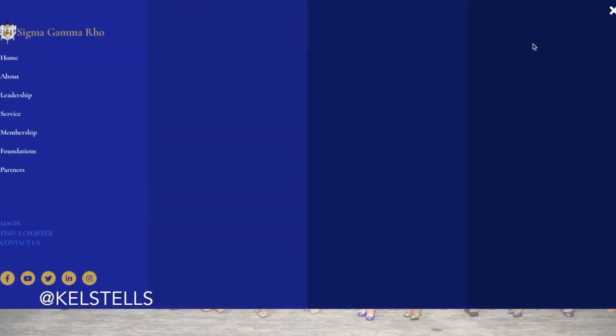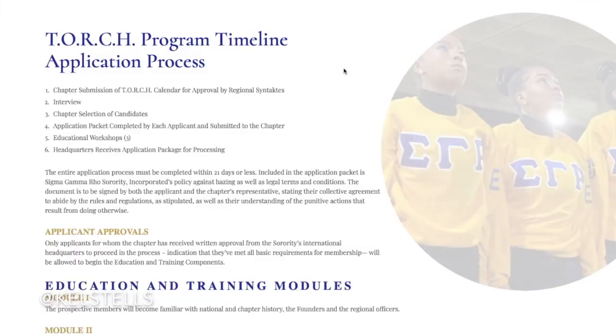Using the menu bar to get information about membership, we're going to click on membership or hover over it. It's a little tricky, so hover over it and then joining Sigma. Our process is called the torch process, and as you can see, all the information that I'm providing is information that you can find online. It is public knowledge, so I'm not taking from anything that is related to my sorority. This is everything pulled from each organization's website.